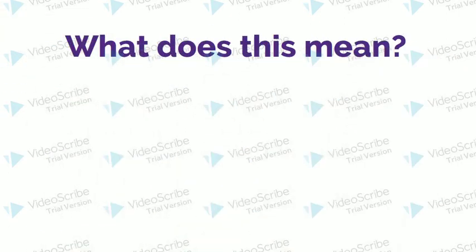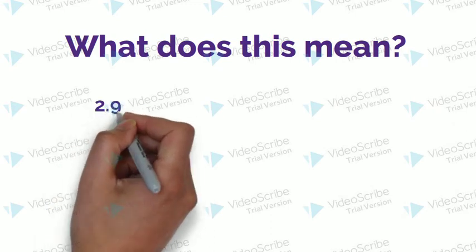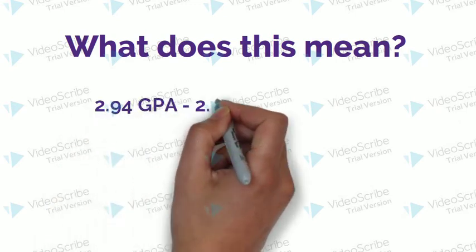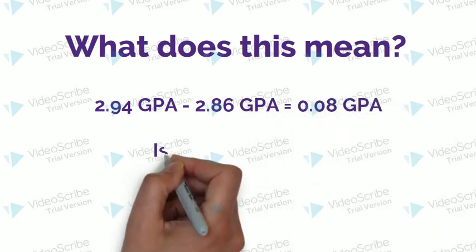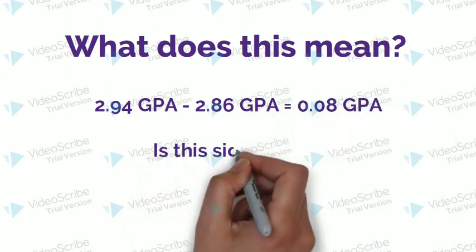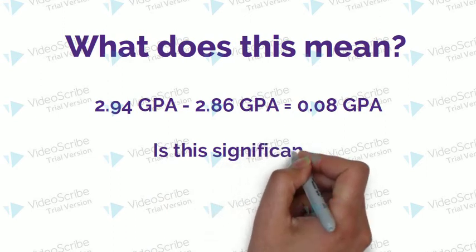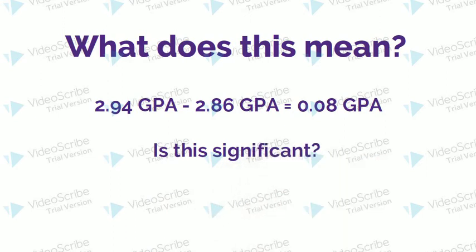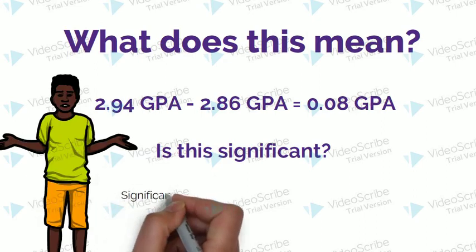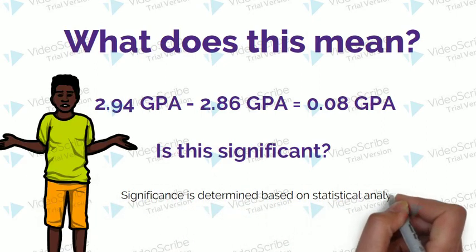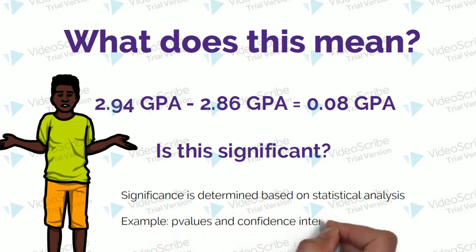So what does all of this mean? Well, first you take the intervention group's GPA, which was 2.94, minus the control group GPA, which was 2.86, and you find the mean difference of 0.08 GPA. But is this significant? We don't know, because significance is determined on statistical analysis such as p-values and confidence intervals.